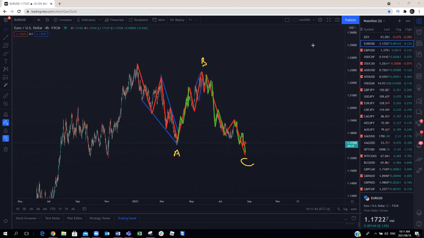So remember, this is important for the internal structure. It has to be a 5, 3, 5. So this has to be a diagonal and not 3 waves. So here you've got 3, 3, 5, and a 3 on the wave 5. So that's the structure that we have.